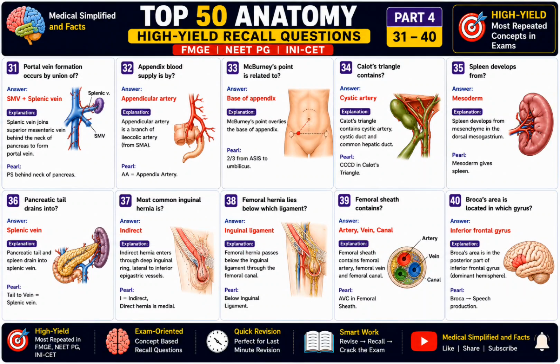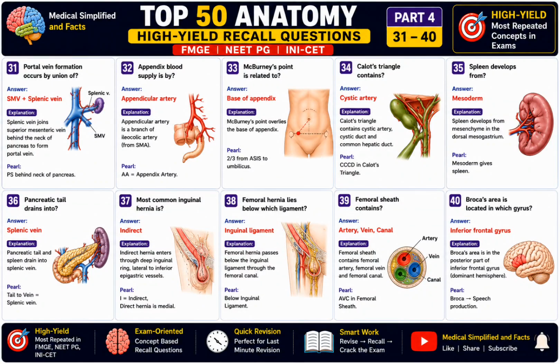Question 32. Appendix blood supply is by which artery? Answer. The appendicular artery. It's a branch of the ileocolic artery, which arises from the SMA. Question 33. McBurney's point is related to what? Answer. The base of the appendix. It overlies the base of the appendix, located 2/3 of the way from the ASIS to the umbilicus.